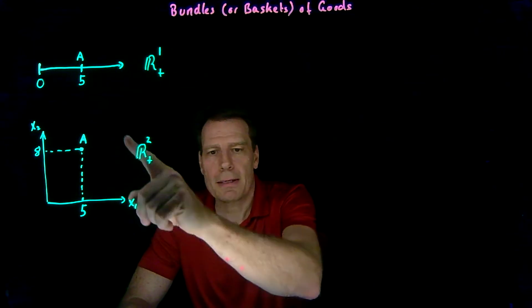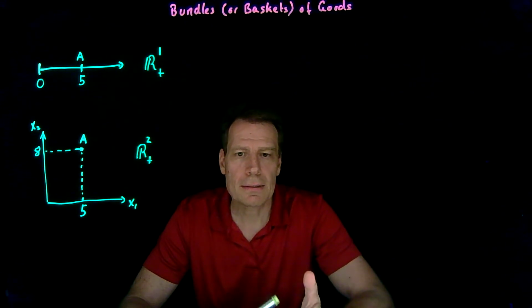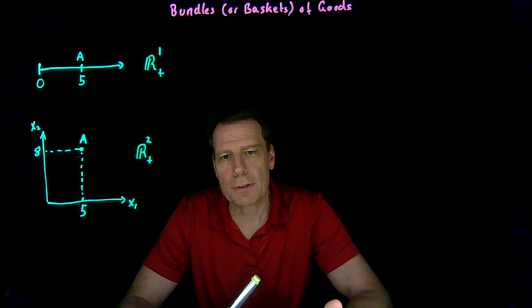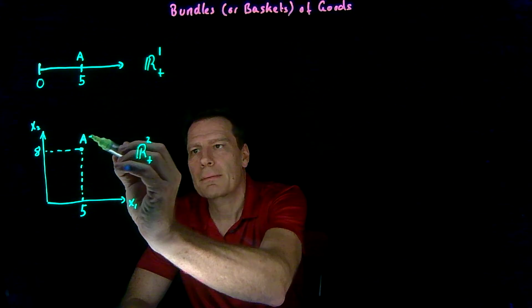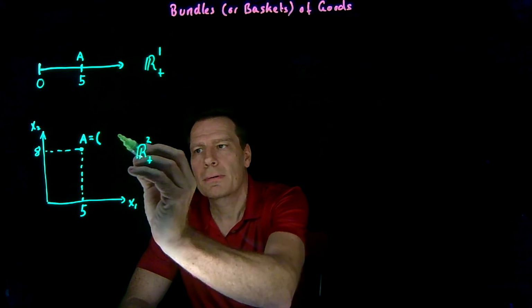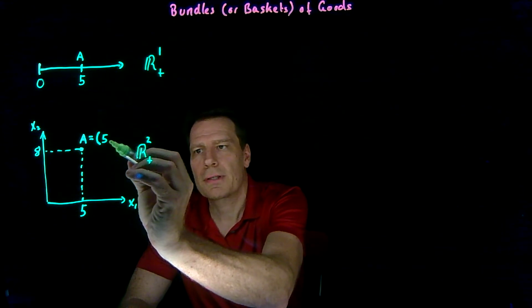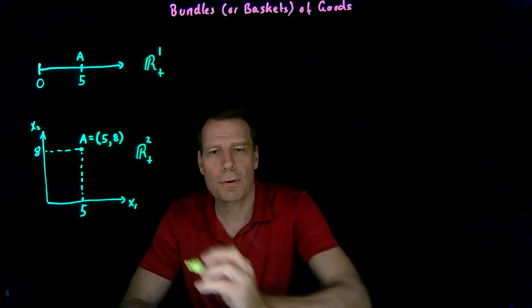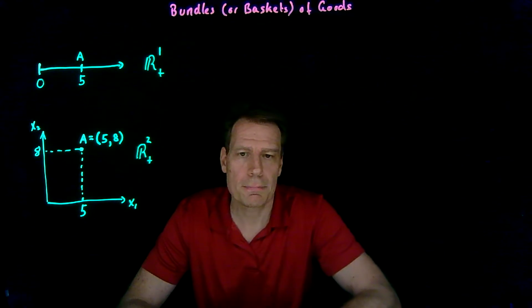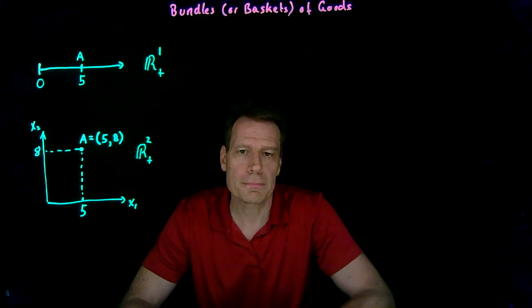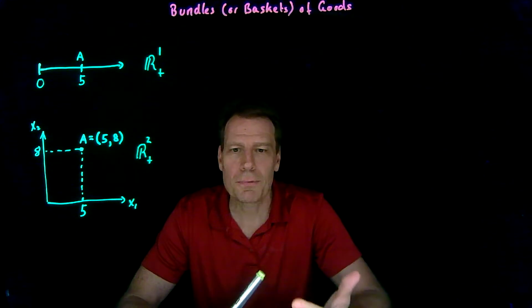Every point in that space is a different basket containing different combinations of apples and oranges. And we could represent that basket as just two numbers, 5 for the apples and 8 for the oranges. Just like here, we've represented by a single number because there was only one good, and so we only needed that one number. Now what if we had three goods?